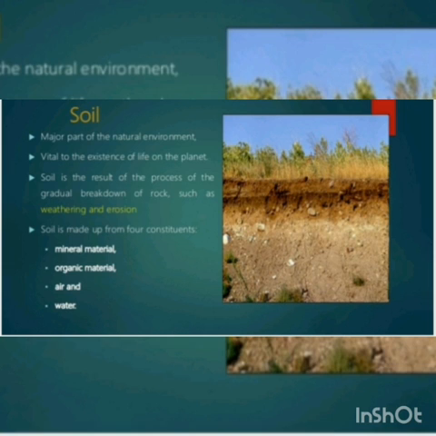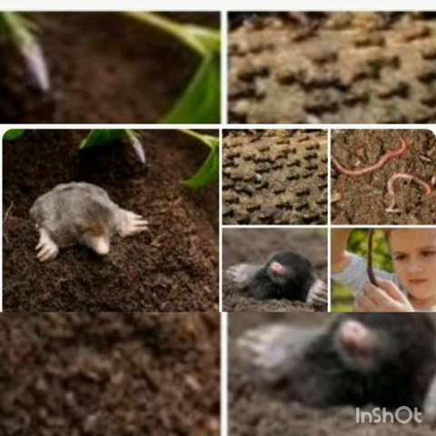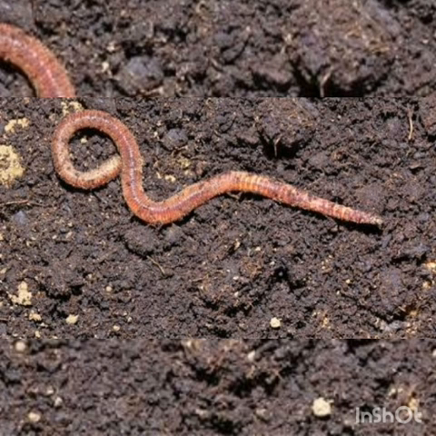Soil contains mainly mineral materials, organic materials, air and water. Many microscopic organisms (micro means small) are present in soil. So, soil is home to many living things, especially the earthworm. Earthworms are considered friends of farmers.